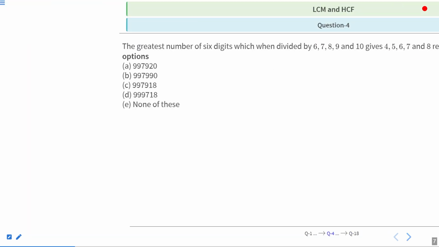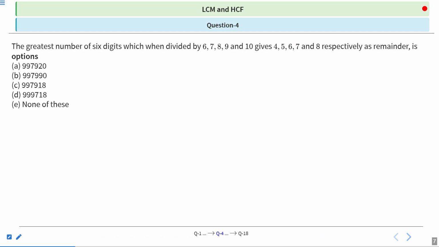Next is the greatest number of 6 digits which when divided by 6, 7, 8, 9 and 10 gives 4, 5, 6, 7 and 8 respectively as remainder is, and the options are option A 9 lakh 97,920, option B 9 lakh 97,990, option C 9 lakh 97,918, option D 9 lakh 99,718, and option E none of these. I'm giving you 10 seconds to find out the correct answer, and after that I will do the solution.